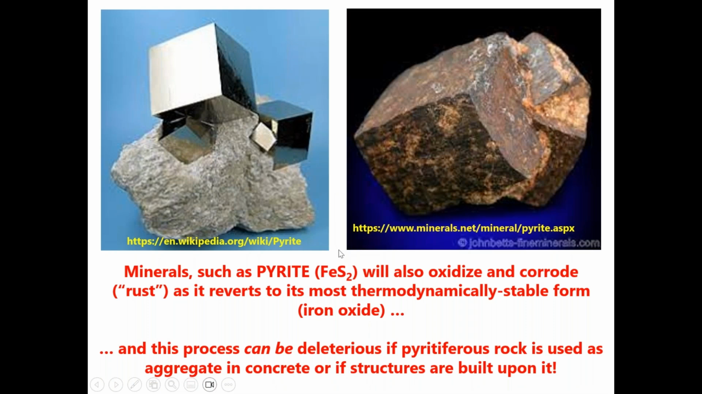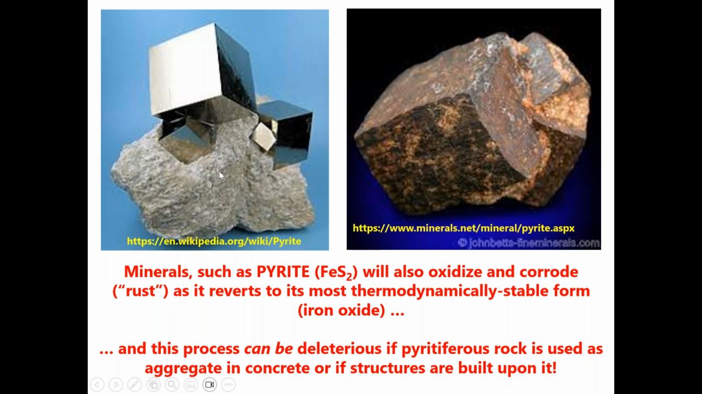But just for completeness' sake, I'll let you know that there are naturally occurring compounds such as minerals that are also susceptible to oxidation and corrosion. An example of that would be the mineral pyrite, as you can see in the picture on the left side. Pyrite, otherwise known as fool's gold, right, has a brassy yellow color, metallic luster, right? Cubic crystals. You can see what it looks like in its natural form.